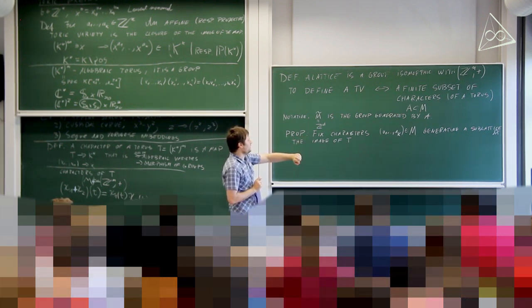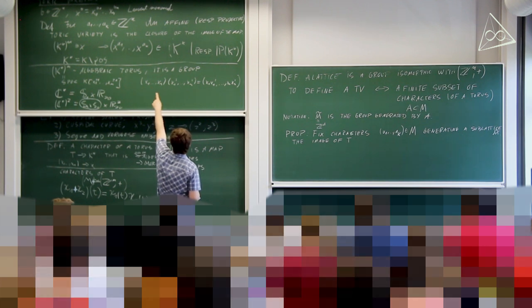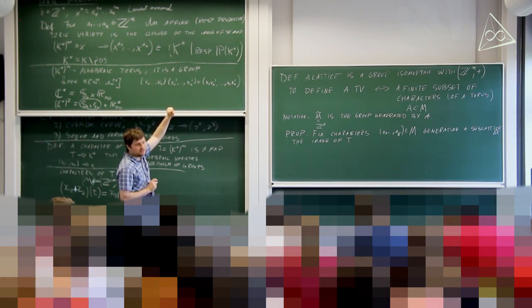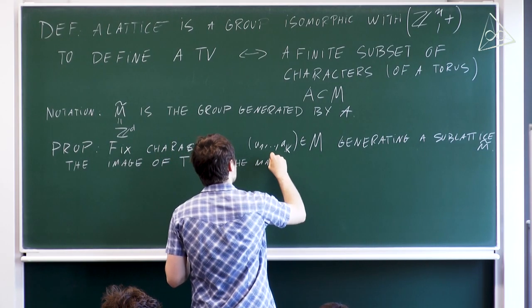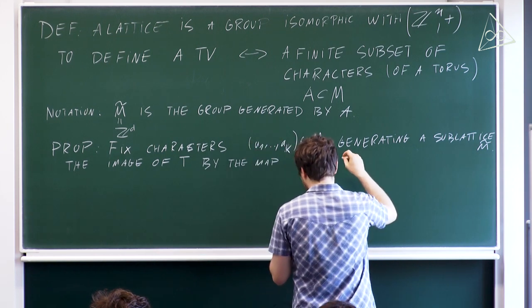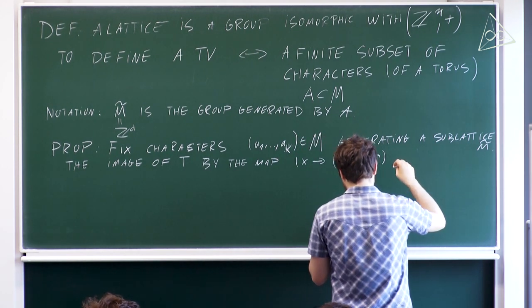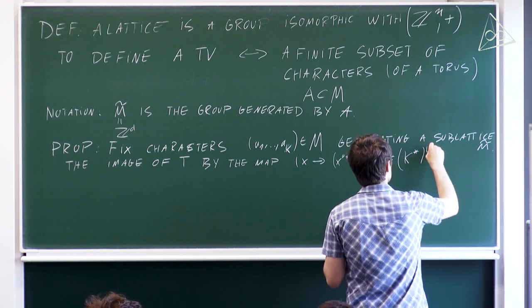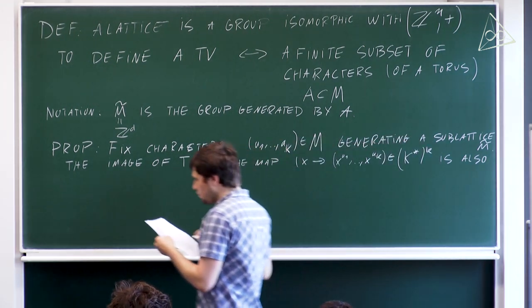And we will not be looking, as you will see, at the toric variety. We will look at something smaller. So notice that the image of this map, because these are monomials, is not really in k to the k, it's in k star to the k. And we will say what the image is inside this k star to the k. So the image of a torus by the map is also a torus.